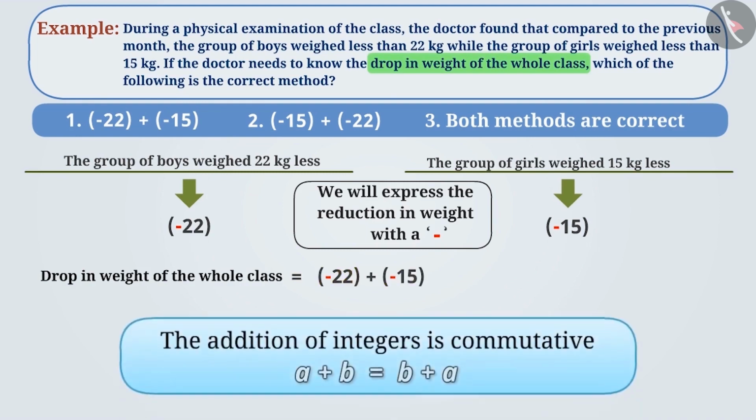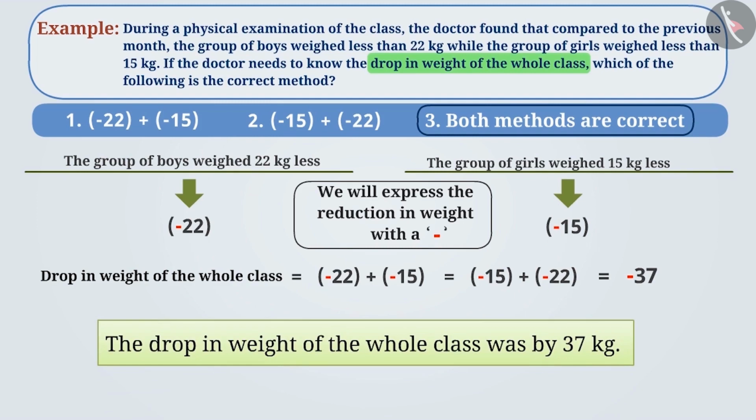Since the addition of integers is commutative, we can add minus 22 and minus 15 in any order. In this way, both methods are correct. By any method, we will get minus 37. That is, the drop in weight of the whole class was by 37 kg.